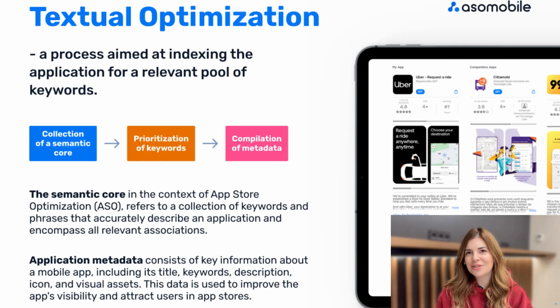The semantic core is the foundation of your app's textual optimization, encompassing everything potential users might type into the search bar when looking for apps like yours. How can you do this effortlessly? You'll find out from this video.